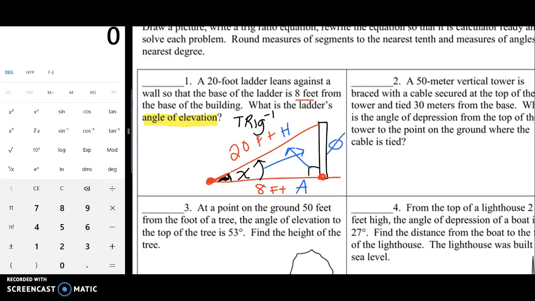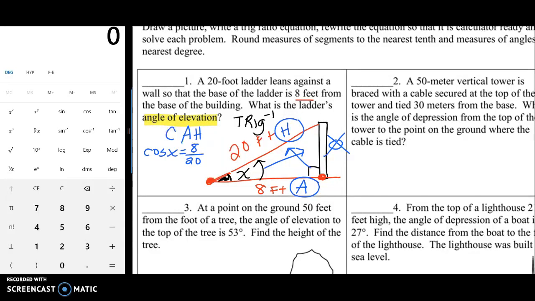Now, we don't have any information about the opposite, and we're not asked to find it. So we're going to be using A and H, which means we're using cosine. So we're going to write down cosine of x equals your adjacent over your hypotenuse, 8 over 20.